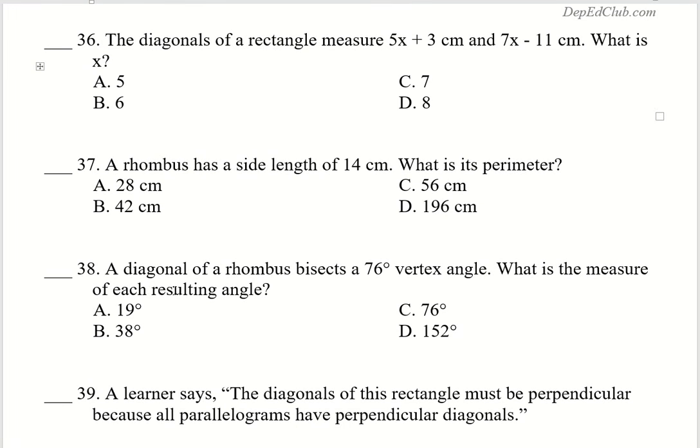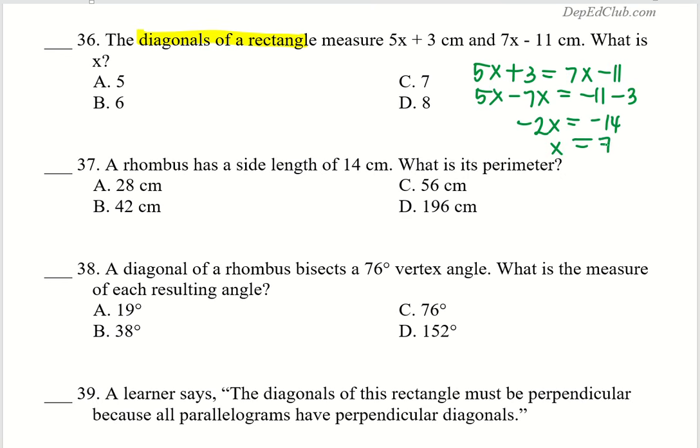36. The diagonals of a rectangle measure 5x plus 3 centimeters and 7x minus 11. What is x? Again, the diagonals of a rectangle po are congruent. So it means 5x plus 3 is congruent with 7x minus 11. So we get 5x minus 7x is equal to negative 11 minus 3. So we get negative 2x equals negative 14. So our x is equal to positive 7. Letter C.